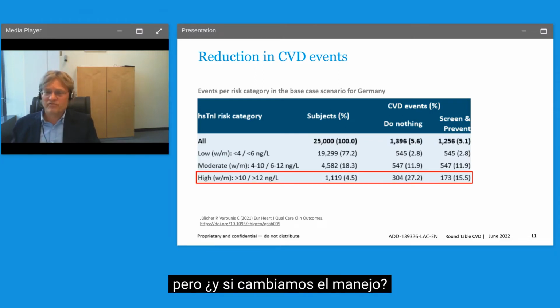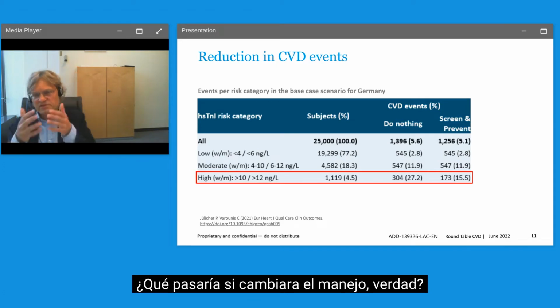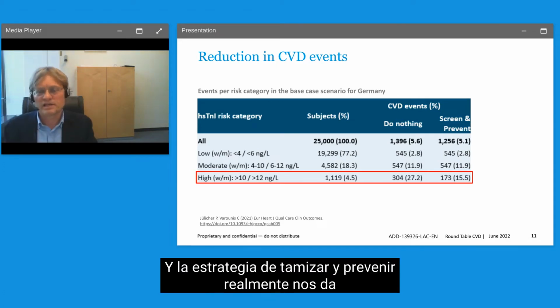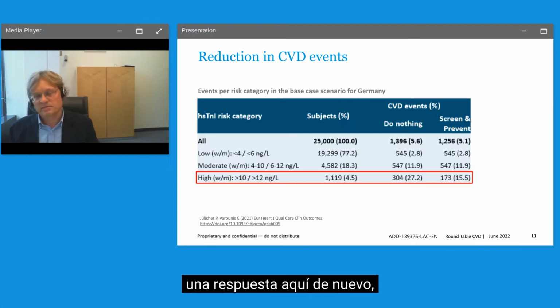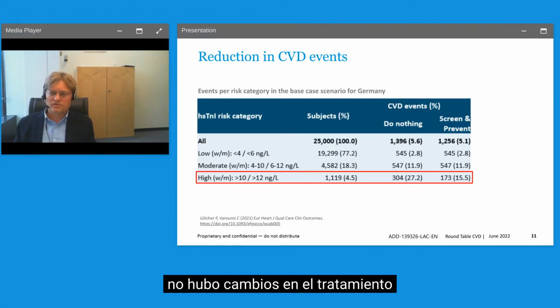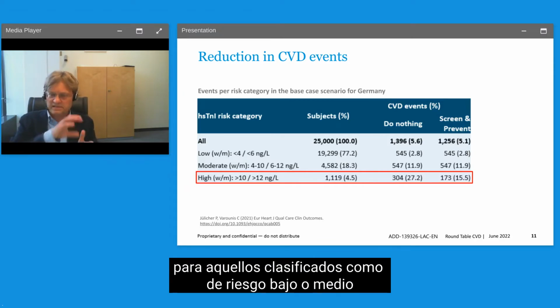But what if we change management? What if management were changed, right? And the screen and prevent strategy really gives us an answer here. Again, there was no change in treatment for those classified as low or moderate risk.